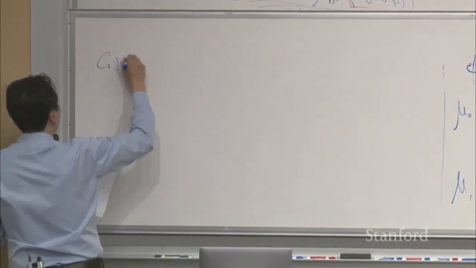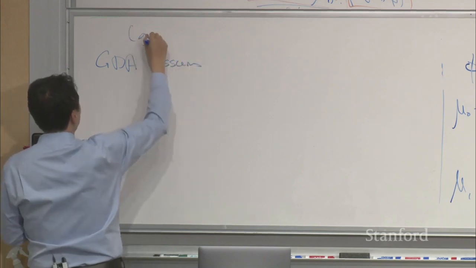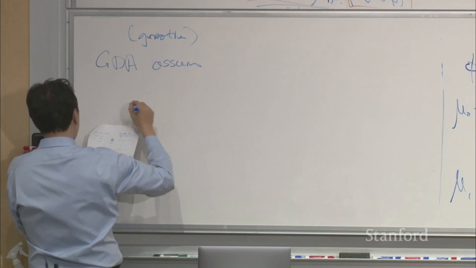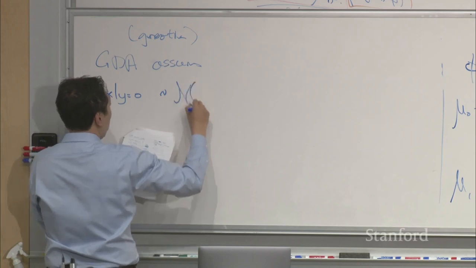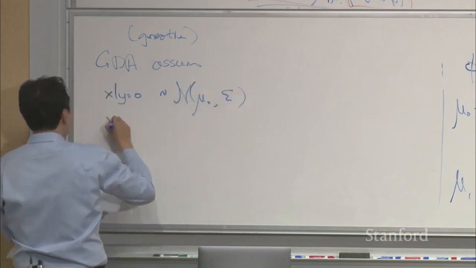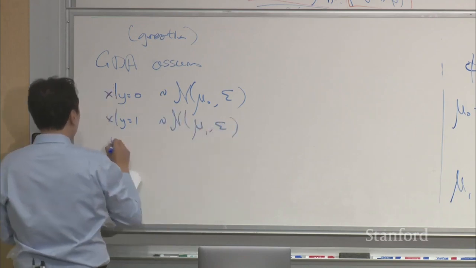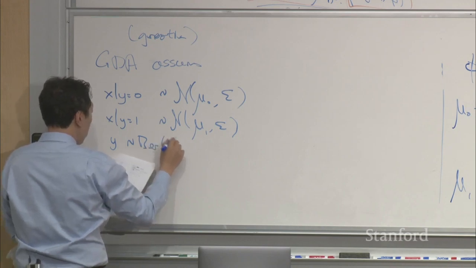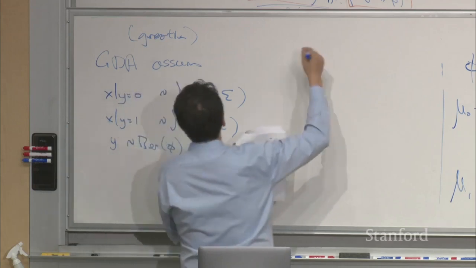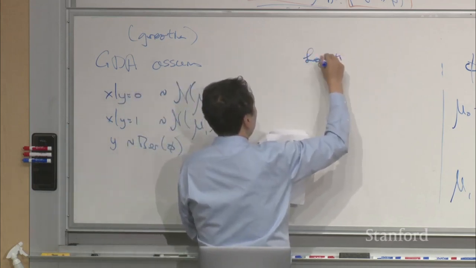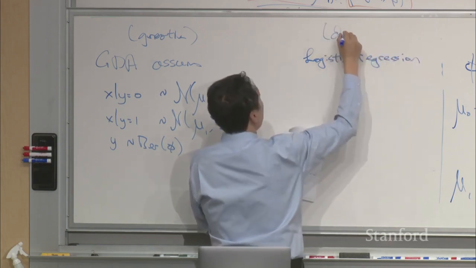All right. So GDA, Gaussian discriminant analysis, the generative approach, assumes that x given y equals 0 is Gaussian with mean mu 0 and covariance sigma. It assumes x given y equals 1 is Gaussian with mean mu 1 and covariance sigma, and y is Bernoulli with parameter phi. And logistic regression is a discriminative algorithm.